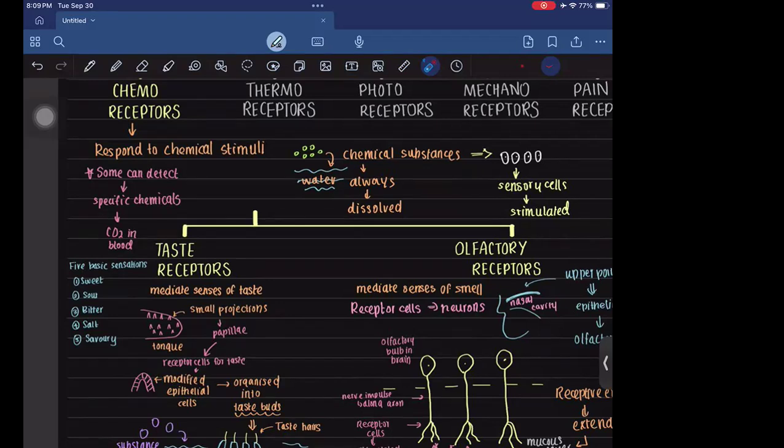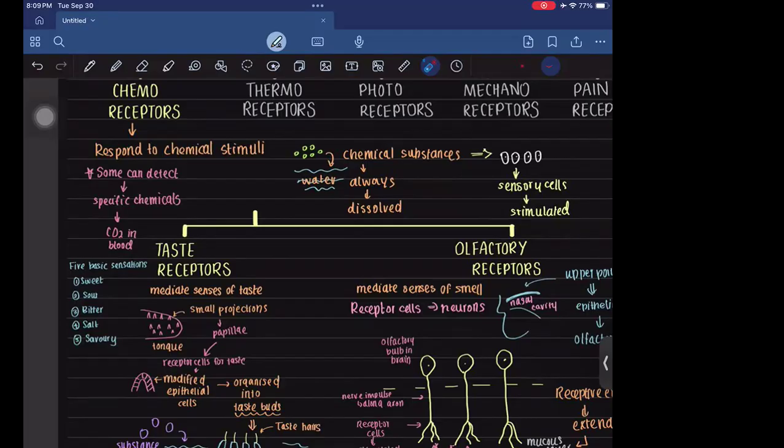Okay, so think about where you have learned this. Chemoreceptors, they will be responding to what stimuli? They will be responding to chemical stimuli. So chemical substances, should they be dissolved in something or not? Yes, they should always be dissolved in water so that the sensory cells can get stimulated.